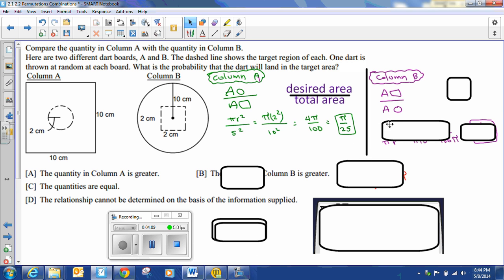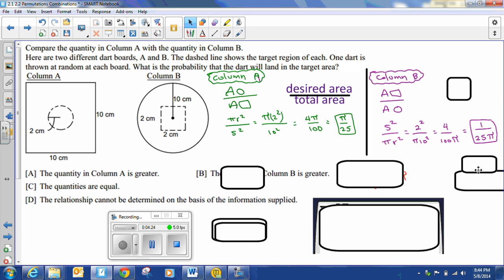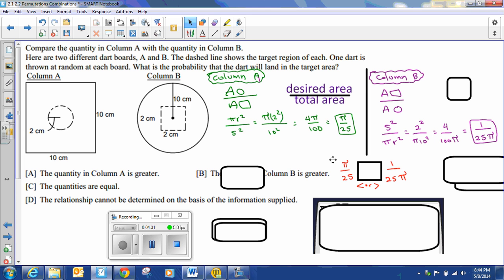Now looking at column B, it's s squared over pi r squared. Replace the values, and we end up with 4 over 100 pi. Reduce that fraction, we end up with 1 over 25 pi. So basically, the question is, which probability is greater, pi over 25 or 1 over 25 pi?